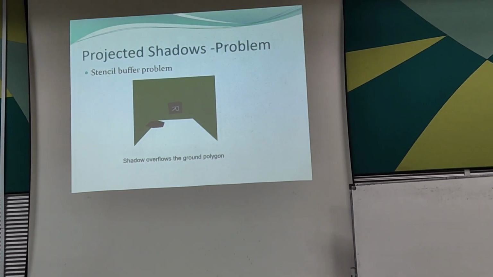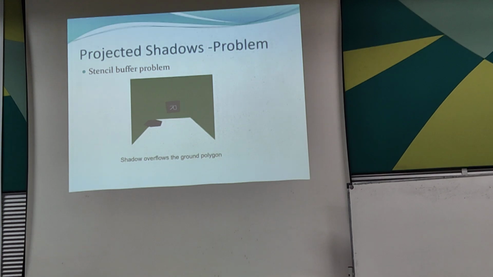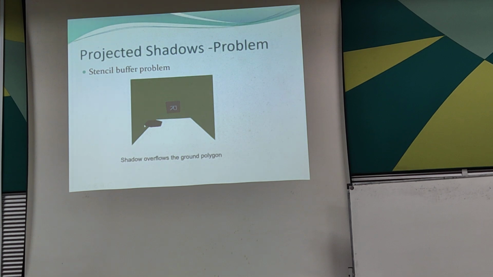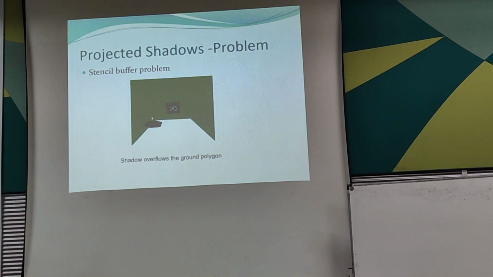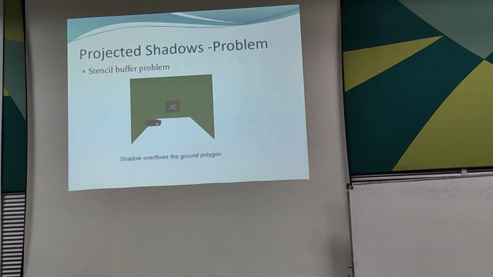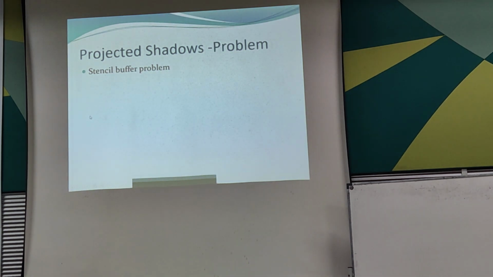Projected shadow is easy and fast. You just squish the original object into one piece and then you draw it on the plane. So when your shadow moves out of the plane, you still see this part. This is called shadow overflow, the stencil buffer problem. The shadow has already gone out from the plane, so this part by right you shouldn't render. So it should look like this.